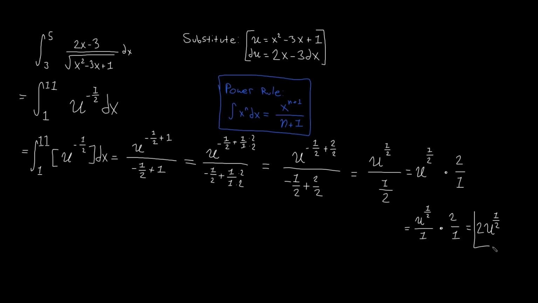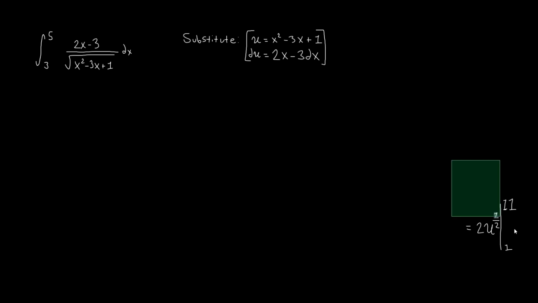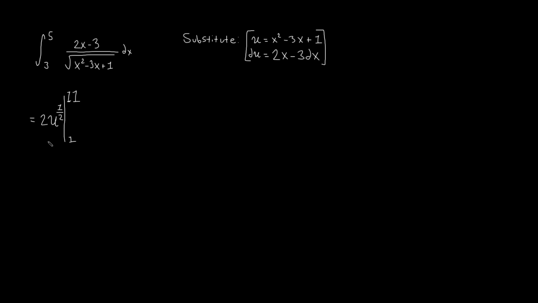Okay, so we found the answer to be 2u raised to the power of 1/2, but we're not done here. Because this is a definite integral from 1 to 11, we're going to introduce something called the evaluation bar. The evaluation bar is going to have a 1 on the bottom, since that's the lower bound, and an 11 on the top, because that's the upper bound. I'll make some space. The way to read this is 2u raised to the 1/2 power, evaluated from 1 to 11. So we're going to evaluate the bounds here by applying the fundamental theorem of calculus.